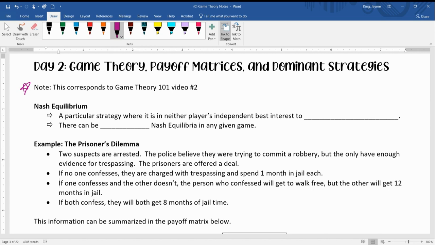All right, so let's jump right in and start with a Nash equilibrium. A Nash equilibrium is a particular strategy where it is in neither player's best interest to switch their choice, or decision.